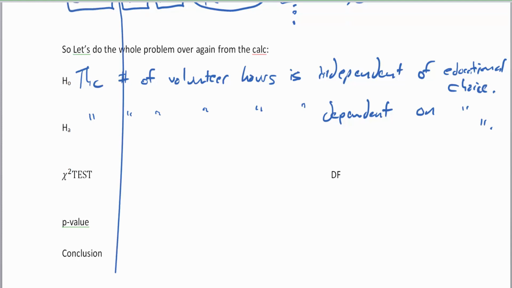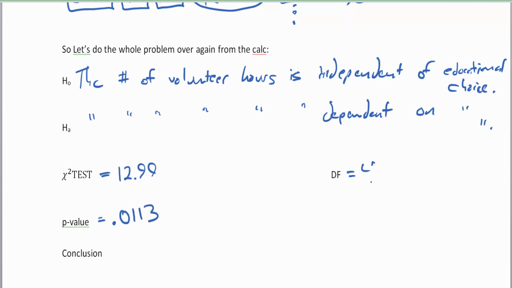Okay, so what we're going to do is take a look at that chi-squared test number, which was 12.99. I don't need to type this into the calculator because the calculator has already done me the favor of giving me my p-value, which is 0.0113. My degrees of freedom is 4. That's nice that the calculator just does that. So the conclusion is we have to compare the p-value versus alpha. Since alpha wasn't given in the problem, you always assume 5%, and we can definitely see that the p-value is less than alpha.